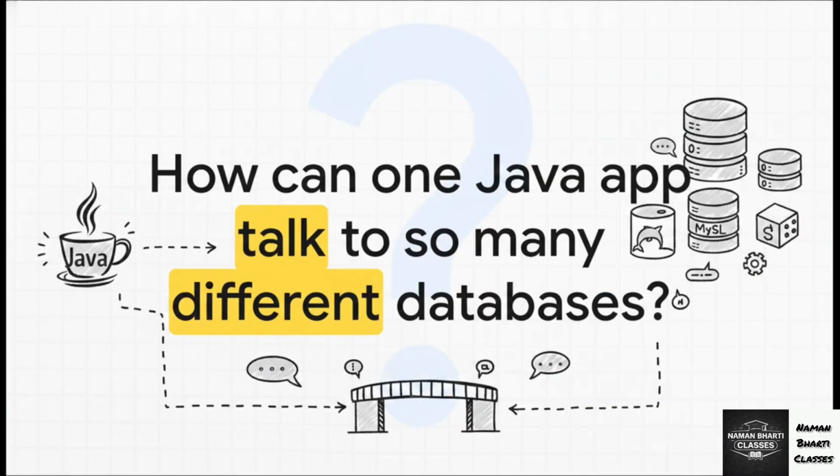So let's kick things off with a problem that every developer runs into. You've built this awesome Java application, right? But here's the catch. It needs to be able to talk to all sorts of different databases. Oracle, MySQL, SQL Server, you name it. And the tricky part is, each one of those databases basically speaks its own dialect. So how on earth do you write your code once and have it magically communicate with all of them?